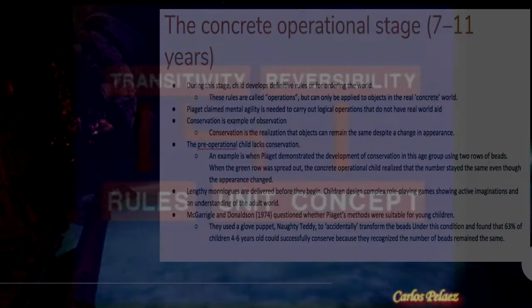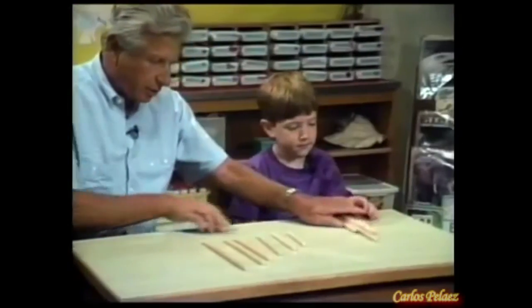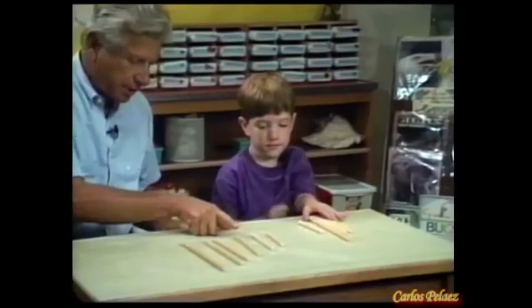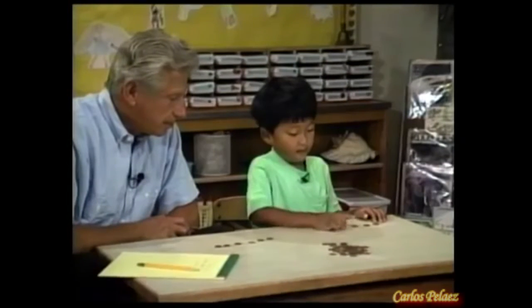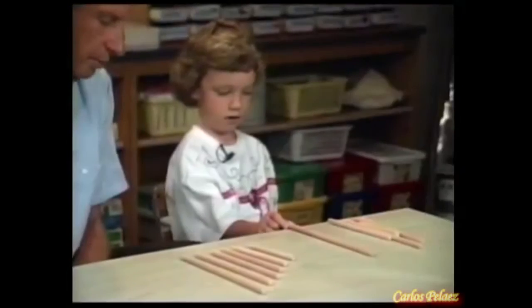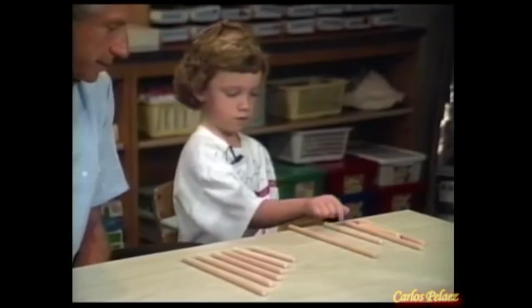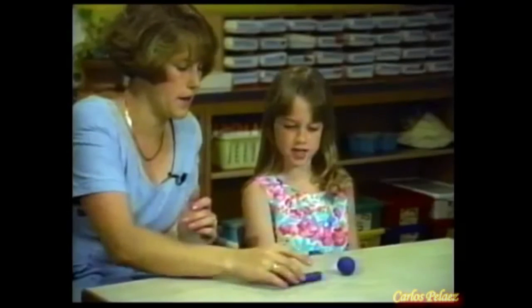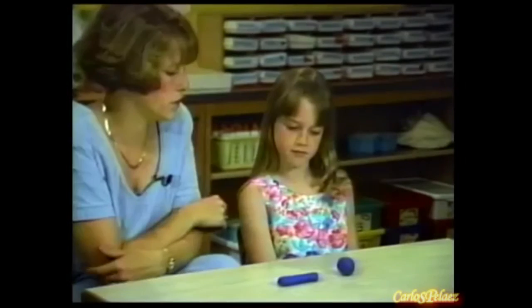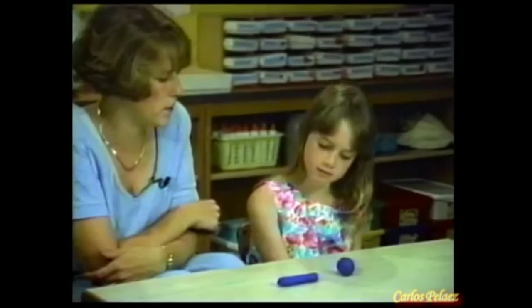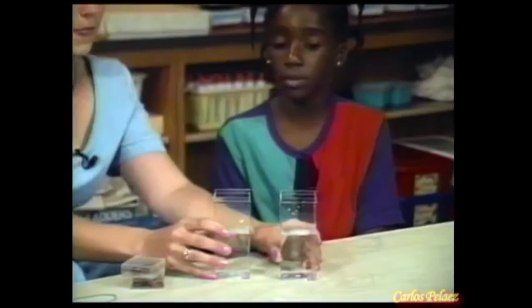Also, during this stage, children design complex role-playing games showing active imagination and an understanding of the adult world. In this film, we are going to present children with a variety of tasks that require them to make judgments on the basis of either reason or perception. When children make their judgments on the basis of transitivity or reversibility, they give evidence that their sense of logic takes precedence over their perceptual impressions. They demonstrate, therefore, that they are using concrete operations.